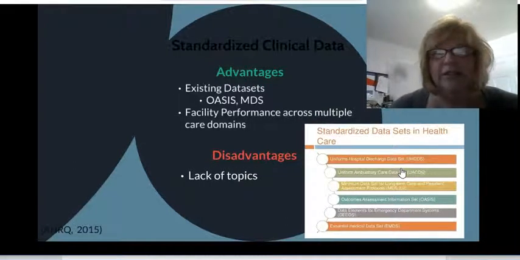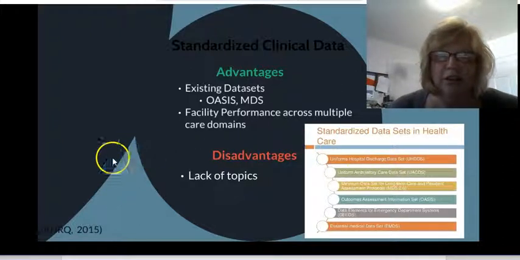Standardized clinical data is generated from facilities such as nursing homes or home care agencies. It includes detailed information about the status of patients at predetermined intervals. Advantages include existing data sets such as OASIS and MDS. They measure facility performance across multiple care domains as well. Disadvantages include the lack of clinical topics included in each of the data sets.